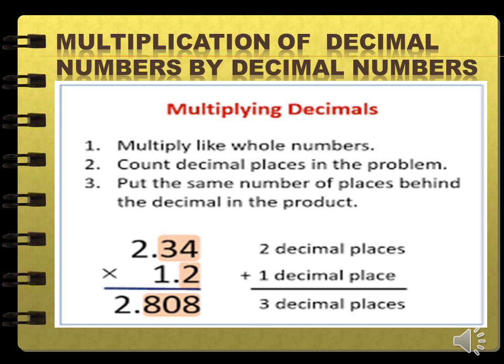Now the question arises, why 3 digits? Because there are 2 digits after the decimal in the first number, and 1 digit after the decimal in the second number. So in totality, there are 3 digits after the decimal. So from your right hand side, you need to leave the 3 digits and put a decimal sign. It is as simple as that.